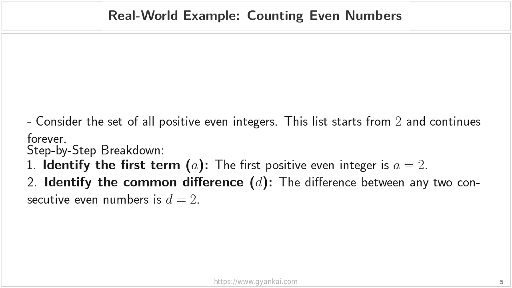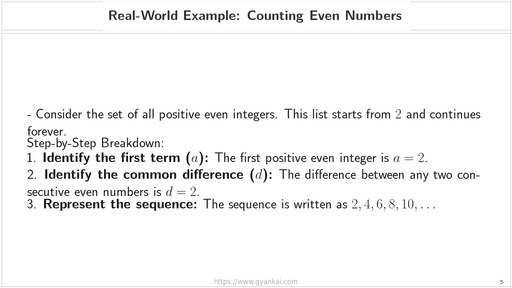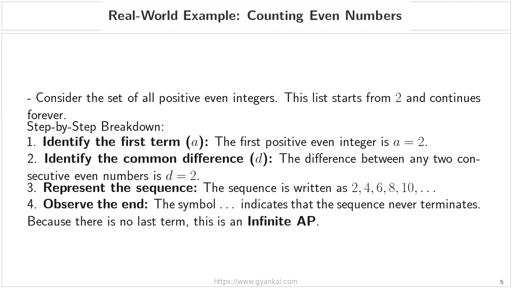Second, we identify the common difference, denoted by the letter D. If you look at any two consecutive even numbers, like 2 and 4 or 4 and 6, the difference between them is always 2. So, D equals 2. Third, let's represent this sequence. We can write it out as 2, 4, 6, 8, 10, and then we use 3 dots, which we call an ellipsis. Finally, we observe the end of the sequence.